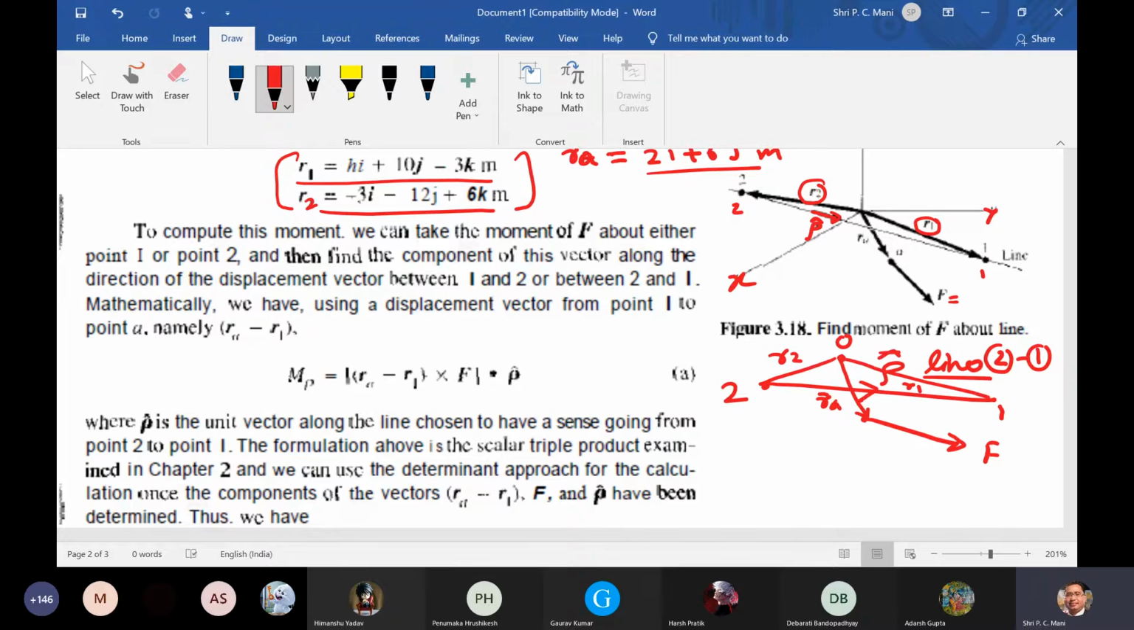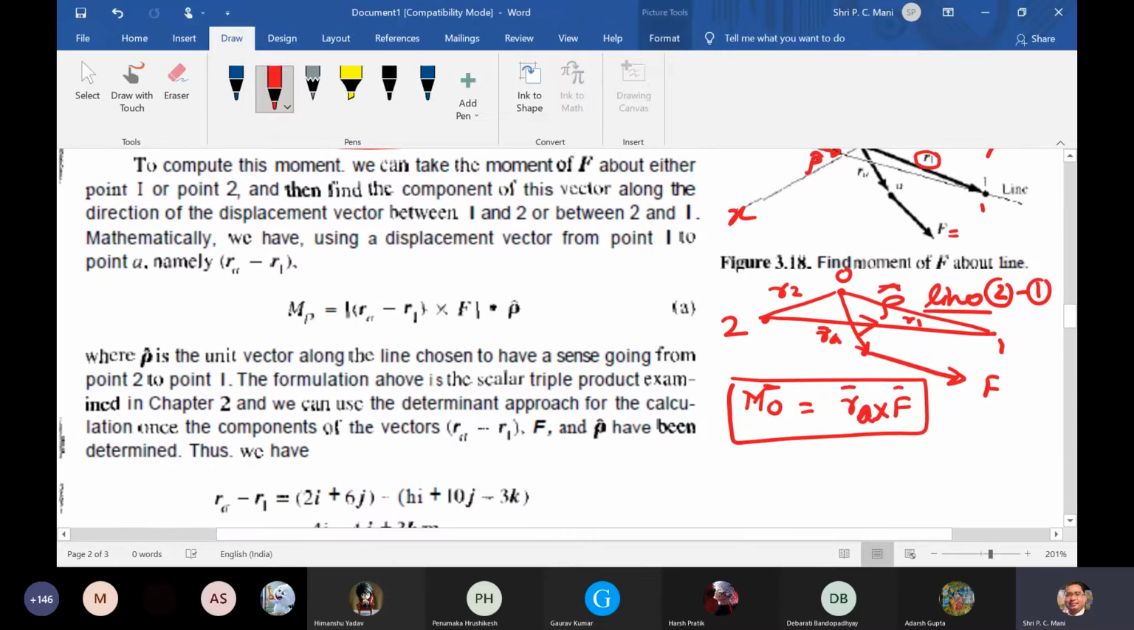Okay, so if RA is given, and if the question says moment about origin, this will be simple: RA cross F you have to find, and this will be the moment about this particular point, that is the origin. Now it is said that you have to take moment about this particular line.